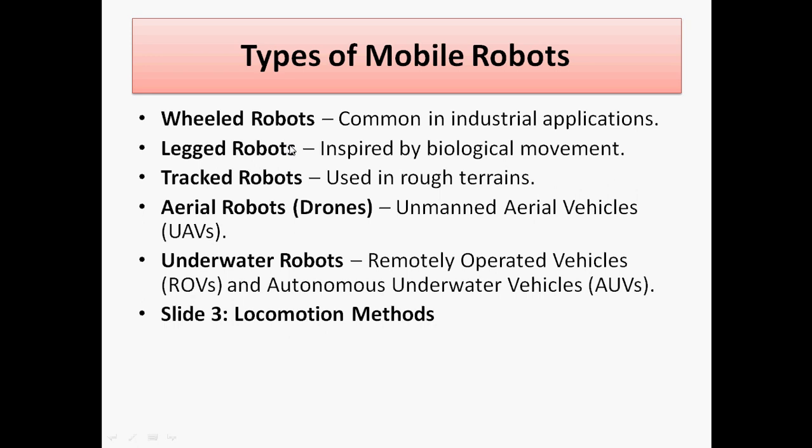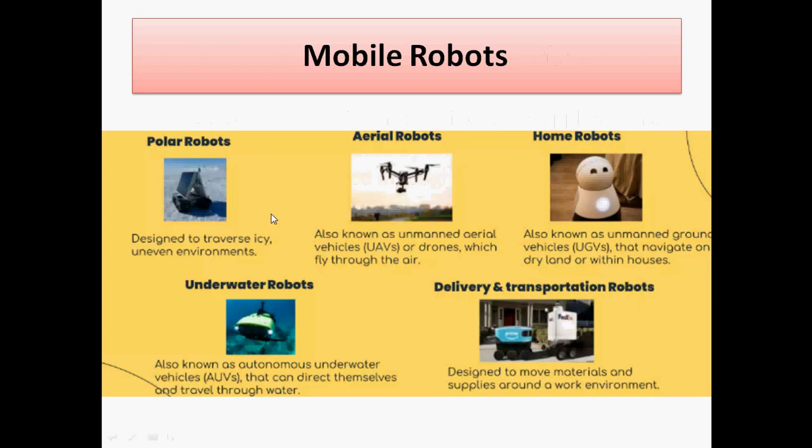Next, on slide number 3, we'll discuss the locomotion methods. Before that, we are going to discuss the different areas where we use mobile robots. First, polar robots, which are designed to traverse icy, uneven environments. Also the aerial robots, which are UAVs or drones that fly through the air. Here are some glimpses we are showing. Then home robots, also called unmanned ground vehicles, UGVs, which navigate on dry land or within houses.